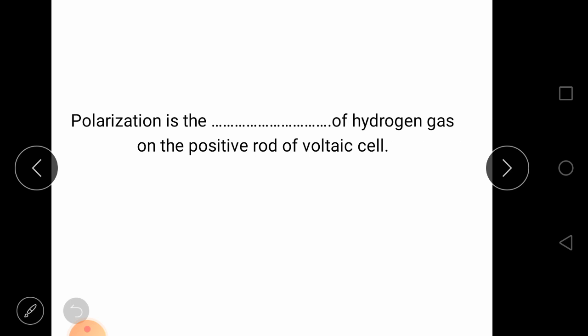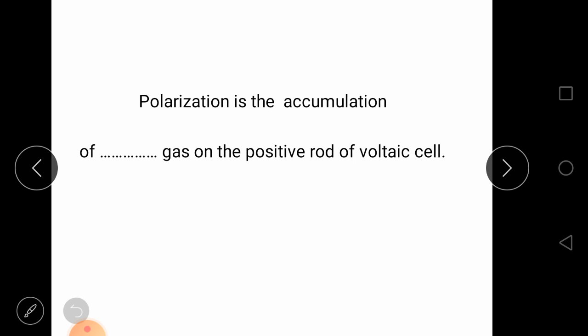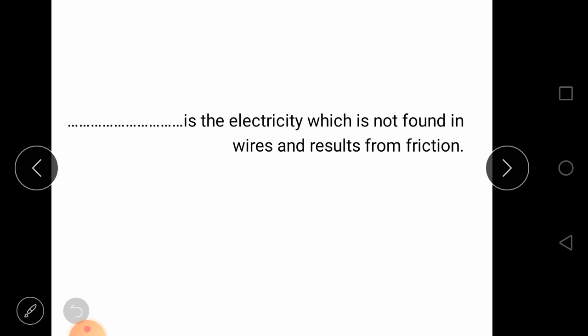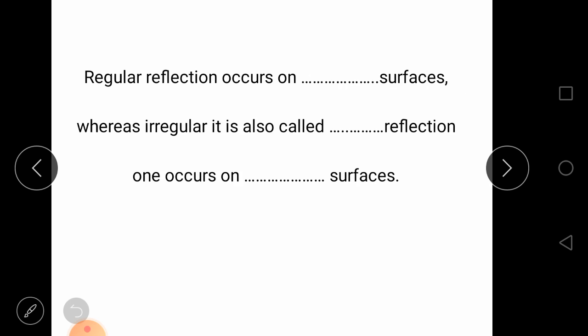Polarization is the accumulation of hydrogen gas on the positive rod of voltaic cell. So these are the different gaps which are given for completing this definition. Hydrogen gas. Okay. Static electricity is the electricity which is not found in wires and results from friction. Regular reflection occurs on smooth surfaces, whereas irregular reflection is called diffuse reflection, which occurs in rough or coarse surfaces.